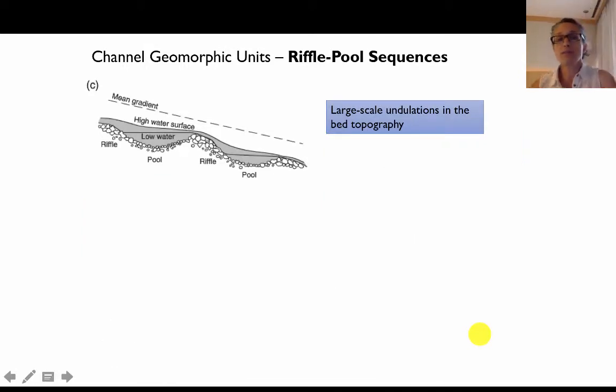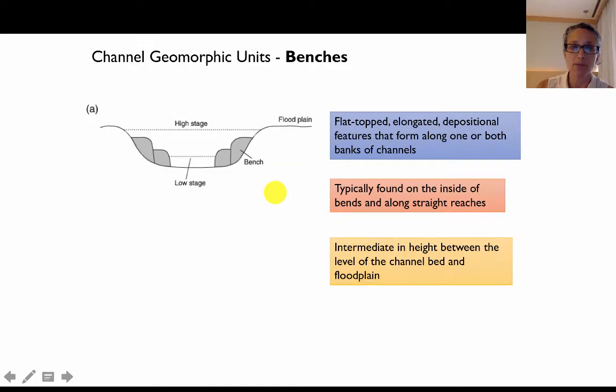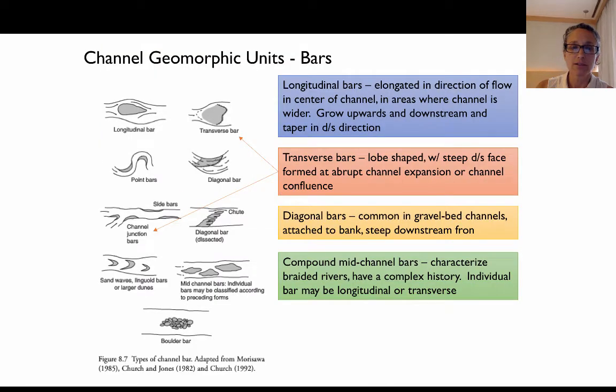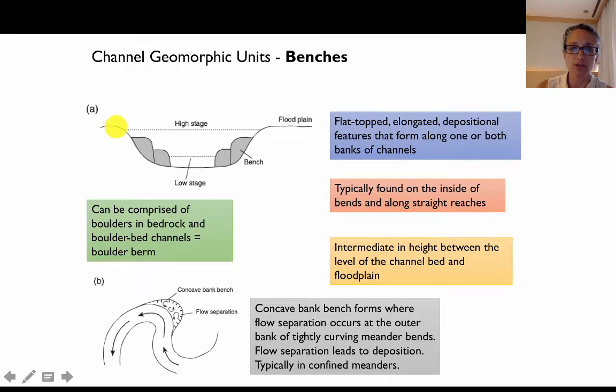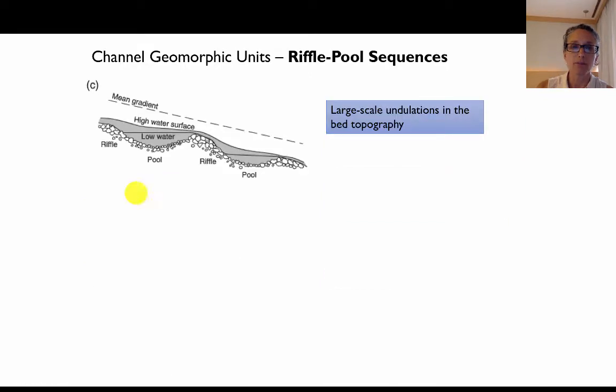All right, so another type of geomorphic unit that's really important, particularly important for habitat, and fisheries people often use this term, pool-riffle sequence. What happens is you end up with larger scale undulations in the bed topography. Let me back up. We're talking about bars and benches, a little bit smaller scale type units, but pool-riffle sequences are larger.